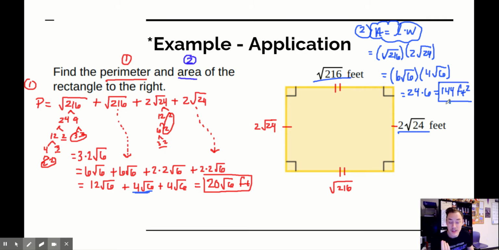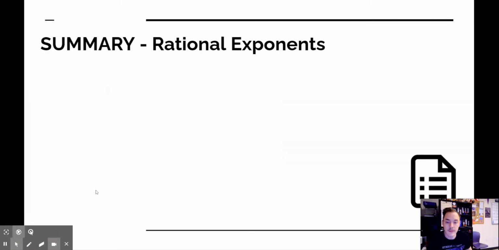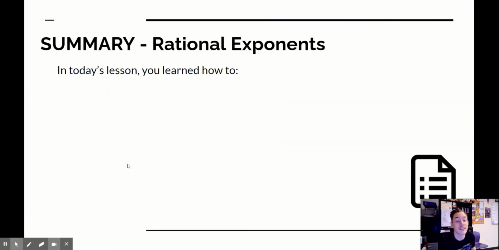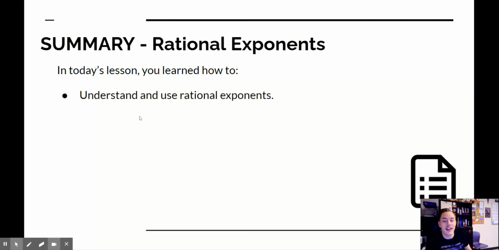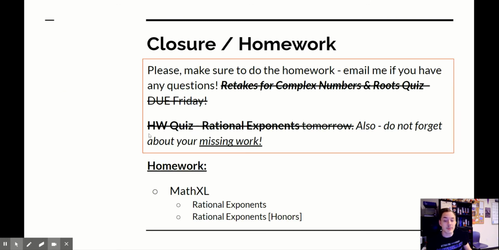So, a neat little application question that I kind of threw in there. Look at me, I'm awesome. I'm so legit. Now, I'm going to erase, so make sure you get this down. Pause if you need to. What did we learn? We learned how to understand and use rational exponents. I guess we learned how to also apply it in application questions, at least in that one application question. But that's the only thing we learned, just how to use rational exponents.